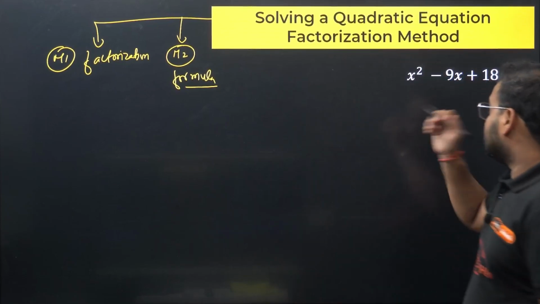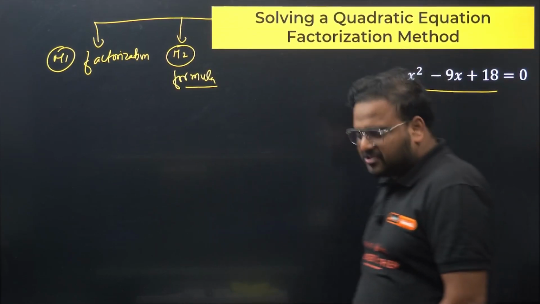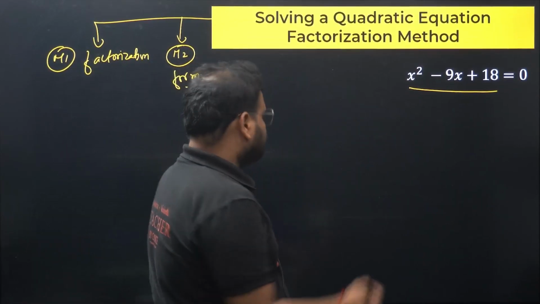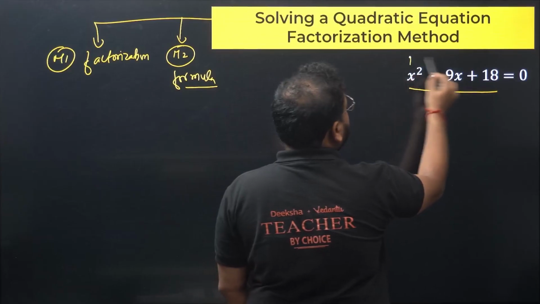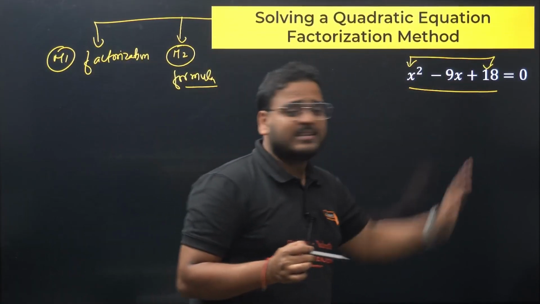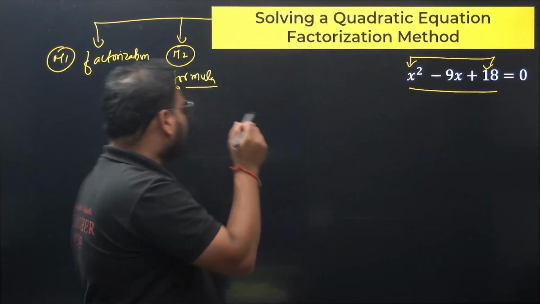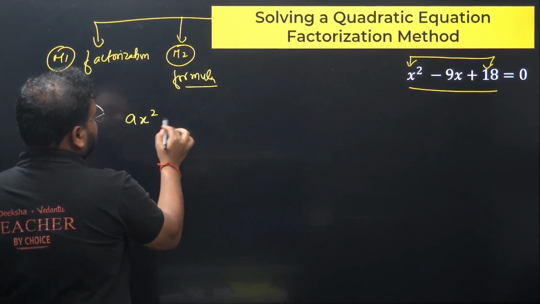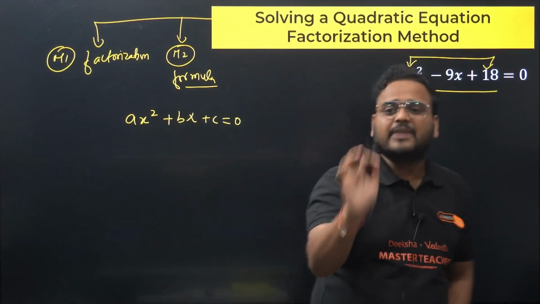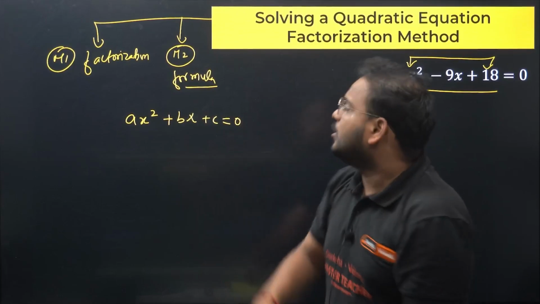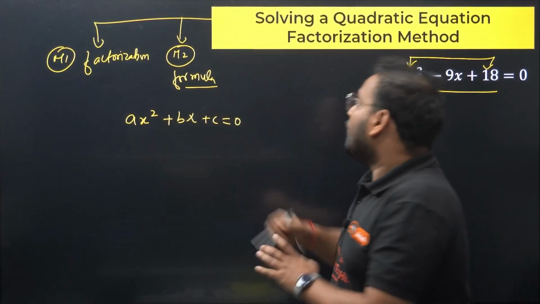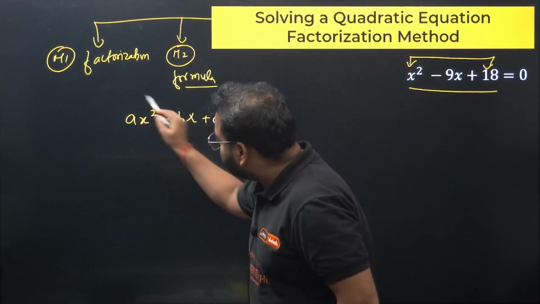Okay, so I have taken an example to deal with this factorization technique to solve a quadratic equation. What we do in this case is we look for the first and third term. Sir, if I move minus 9x to this side, will it be okay? No. Remember, the form is like this: ax square plus bx plus c equal to 0. So whatever equation is given to you, you must write in this format. Once you've done that, this becomes your first term and this becomes your last term.